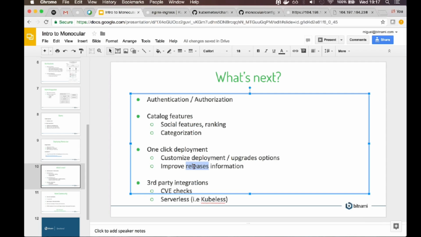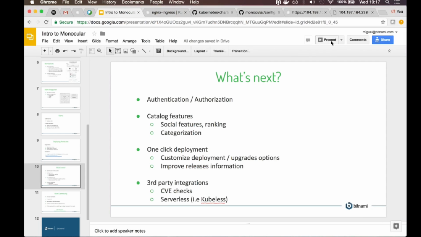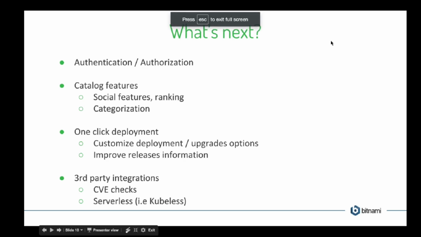I would also like to improve the releases information, which is that page that shows you the resources, giving you more interactivity. And then there are other third-party integrations that I would like to think about, like maybe something like a CVE check, so that everything you deploy through Monocular can be checked and you get the vulnerability status, or some kind of serverless integration in which you can glue different apps together. But these are just some thoughts, and it would be great if you guys can jump in the GitHub repo and talk about that.